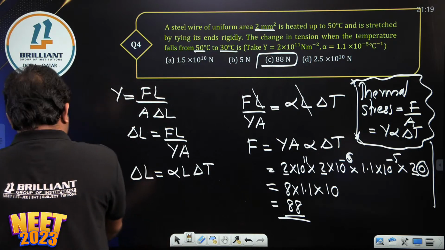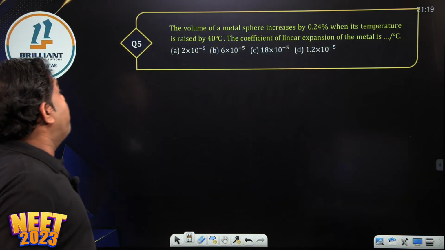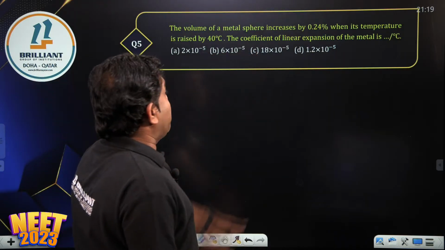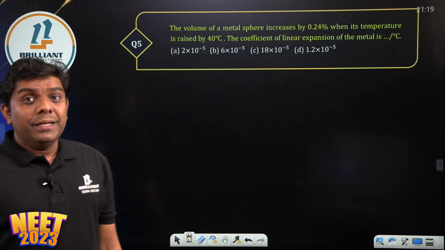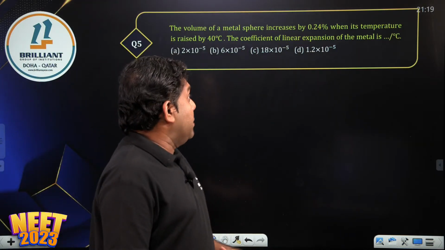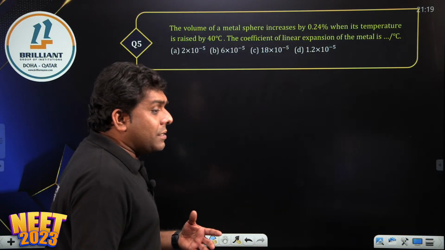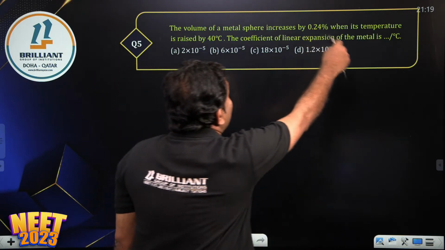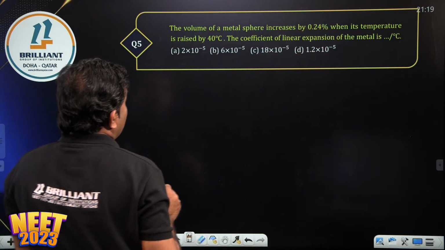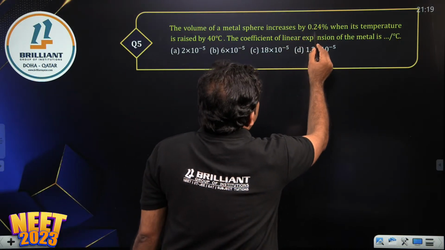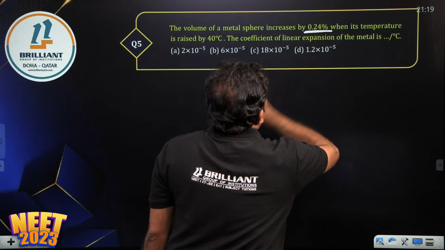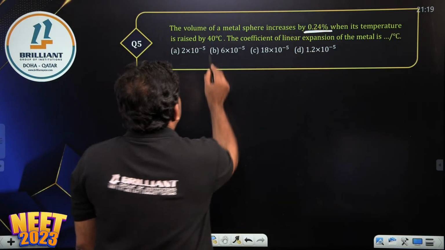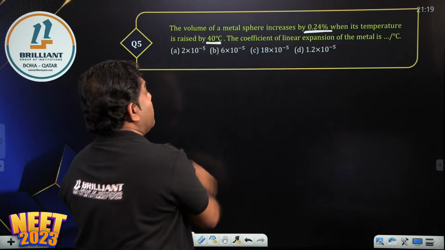So now we are explaining the next question. Look, question 5 we are explaining. So what is question 5? The volume of a metal sphere increases by 0.24% when its temperature is raised by 40 degrees Celsius. The coefficient of linear expansion of the metal is? So we can say here how much the volume is increased: 0.24 percent when its temperature is raised by 40 degrees Celsius.